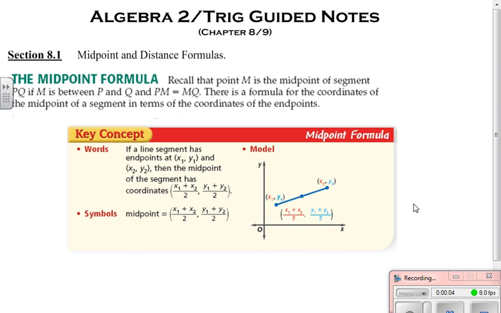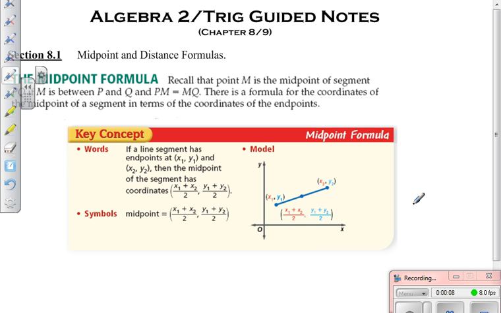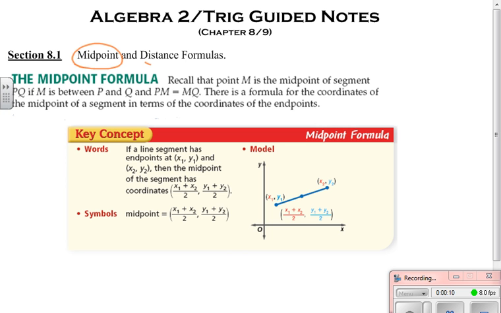Section 8.1 is going to review two old formulas. We're going to talk about the midpoint formula and the distance formula, and these are both key formulas that you've had at various points before this. So the midpoint formula is really finding the coordinates, and that's the key. It is the xy of the midpoint.